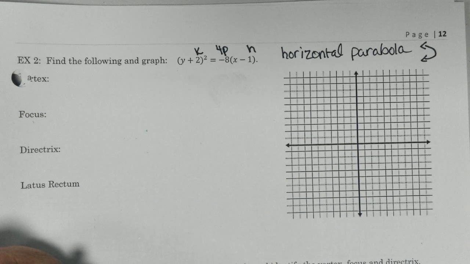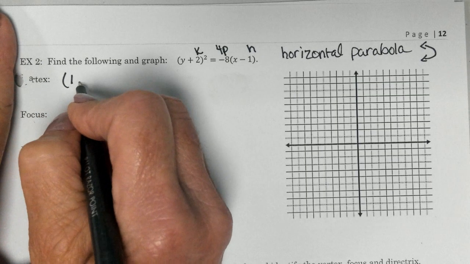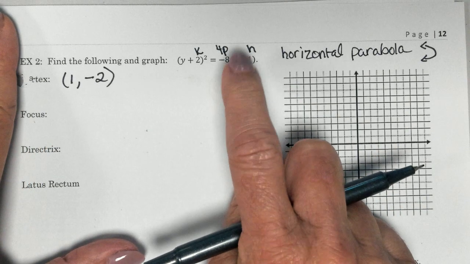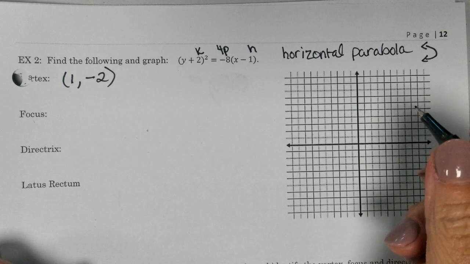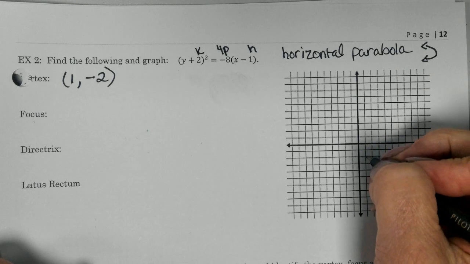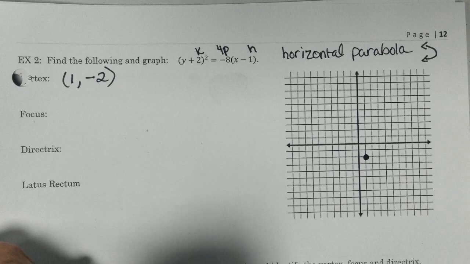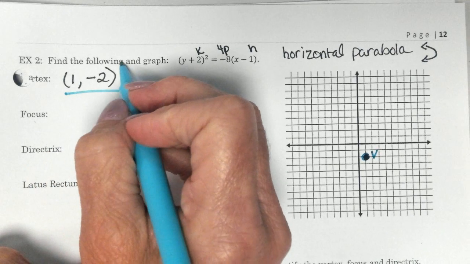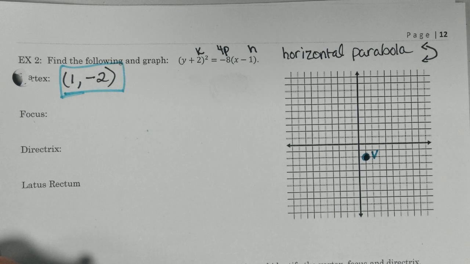Okay. Now, give me the vertex. 1, -2. There you go. Because you remember the signs are supposed to be subtraction in there, so it's actually a positive 1 that was put in there. So we're going to plot a point at 1, -2. And that's going to be my vertex right there. Kind of trying to color coordinate this a little bit just so things are easier to spot.